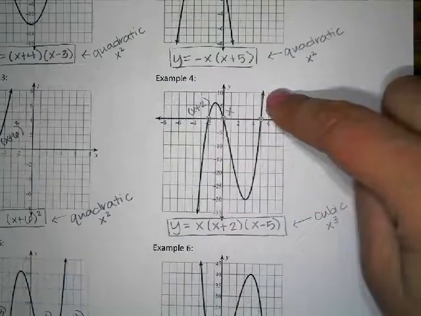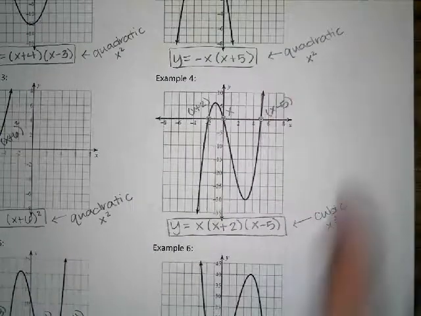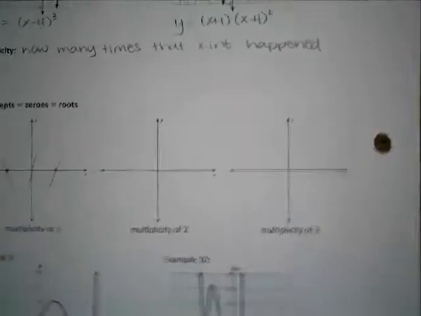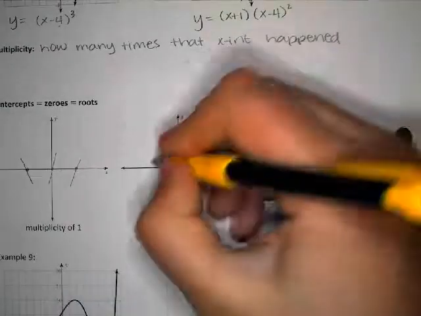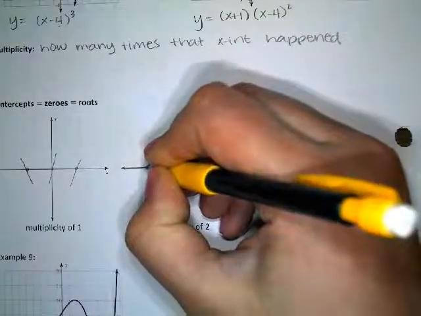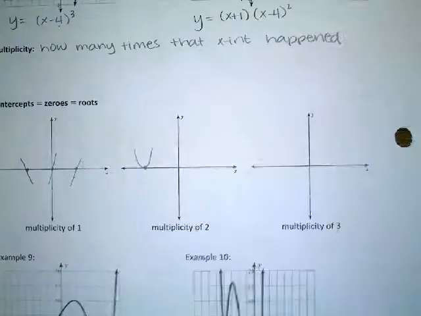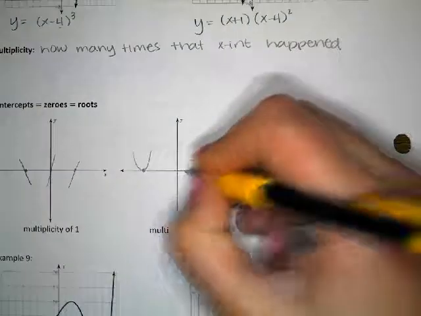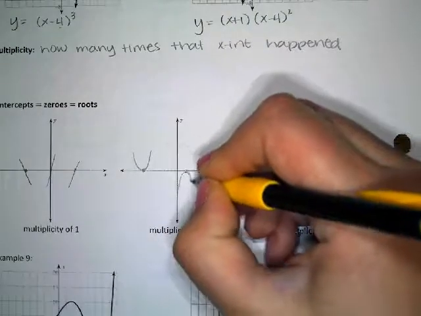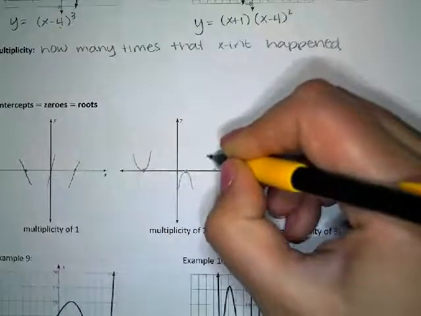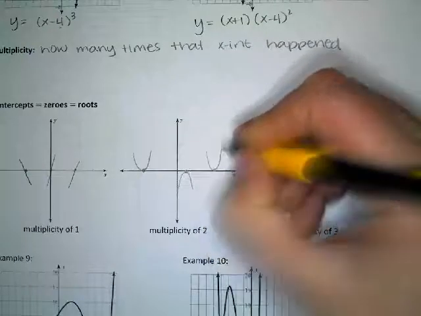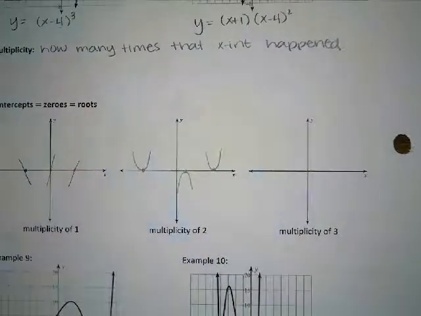Multiplicity of 2 is for answers that happened twice. So these will look like mini parabolas. They look like this. And they could be anywhere on the x-axis. So they kind of bounce. They bounce when they hit the x-axis.